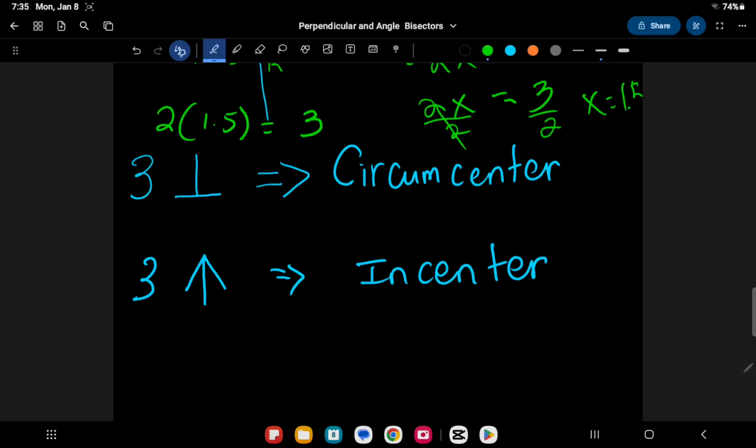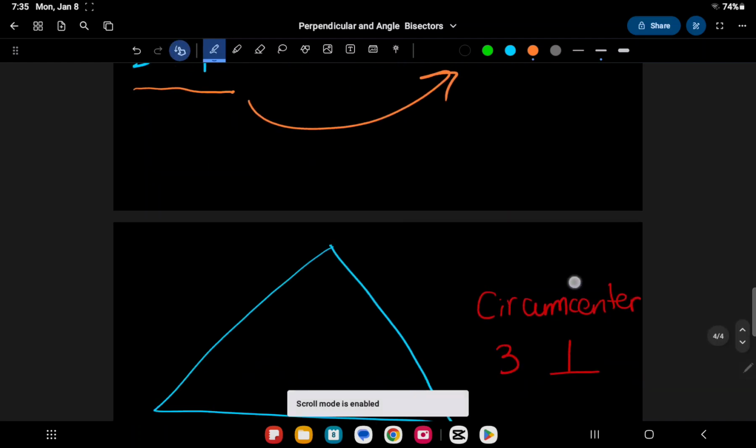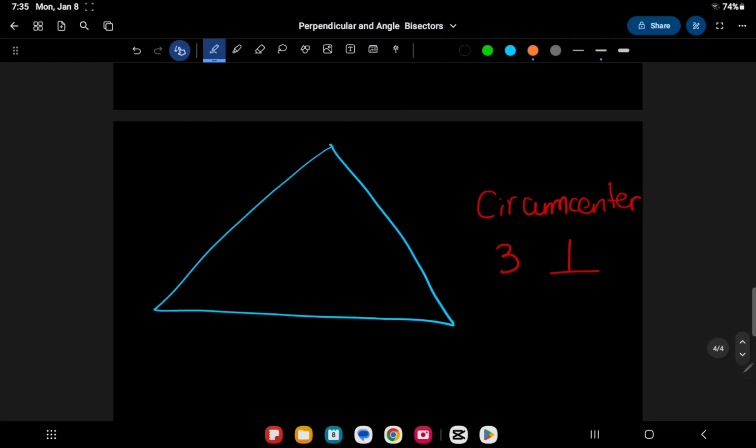Now, I want us to pay attention to this. If we have three perpendicular bisectors, we have what is called a circumcenter. And if we have three angle bisectors, we have what is being formed, the incenter. Let's look at an example. So remember, the circumcenter is three perpendicular bisectors.